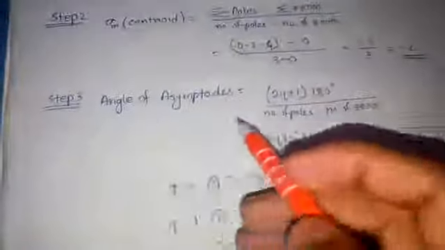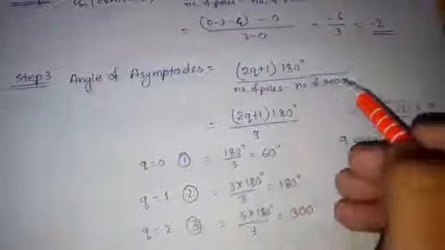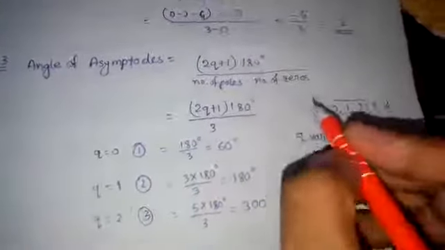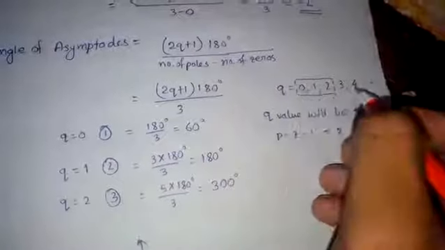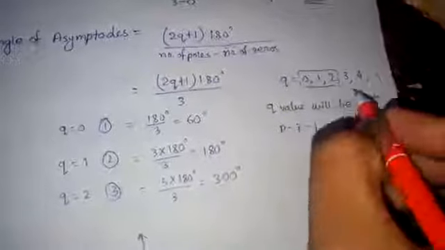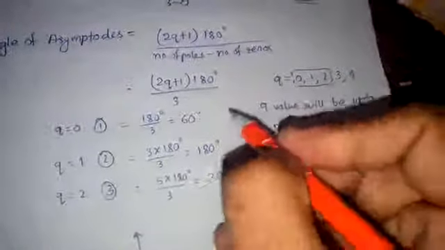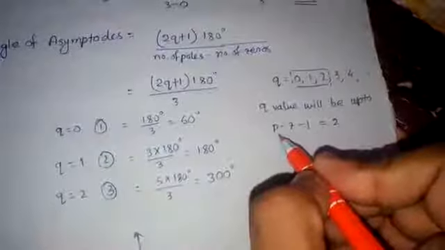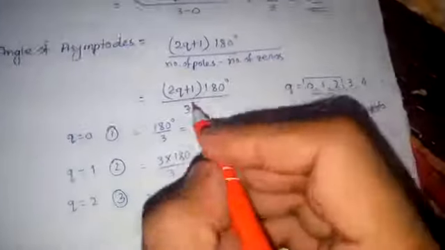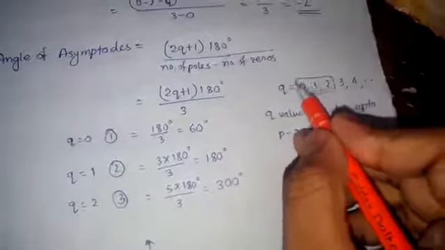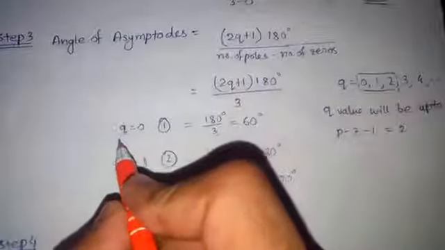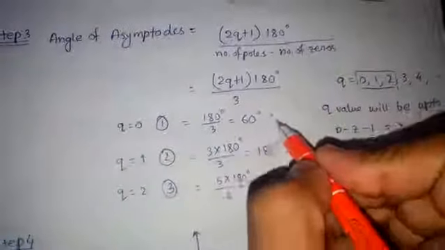Then you have to find the angle of asymptotes. I have used the same formula, and the q value can go from 0 up to a limit. How much will we take the q value up to? The q value will be p minus z minus 1. Here p minus z is 3, and 3 minus 1 is 2. So the q value will be 0, 1 and 2. For these values 0, 1 and 2 we find the angle of asymptotes. After that we go to step 4.